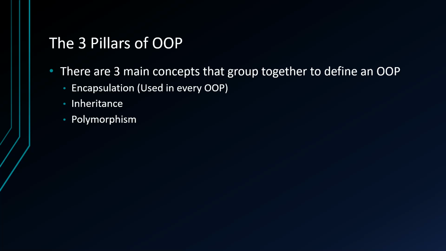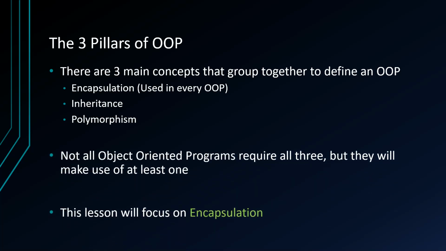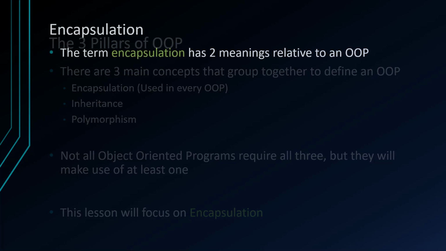Now, not all object-oriented programs use all three of these. They all will use encapsulation for sure. However, inheritance and polymorphism are kind of optional. That being said, for a program to be considered fully object-oriented, it would make use of all three of these. So let's get through this. This lesson is going to focus on encapsulation, as I said.